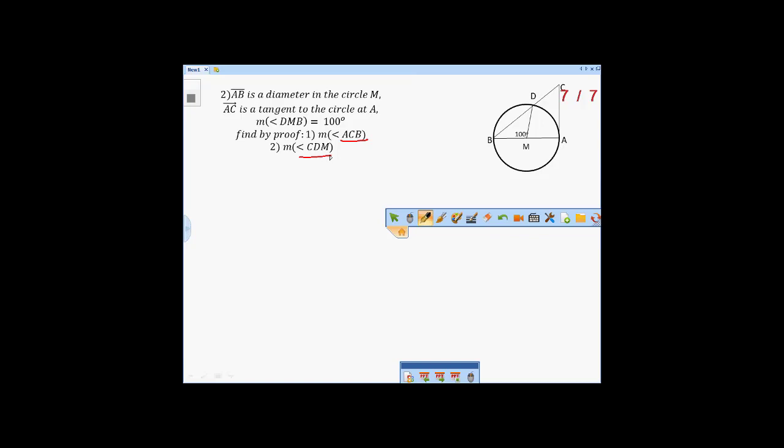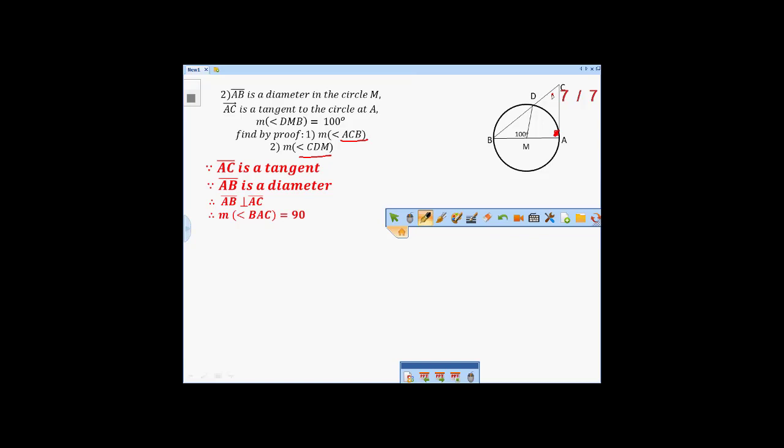We know that AB is a diameter and AC is a tangent. It means the measure of this angle is equal to 90 degrees. So I can write like this. Since AC is a tangent and AB is a diameter, then AB is perpendicular to AC, then the measure of angle BAC, or angle A, equals 90. I also have the measure of angle DMP equals 100. I wanted to find the measure of angle ACB. It means the measure of this angle.